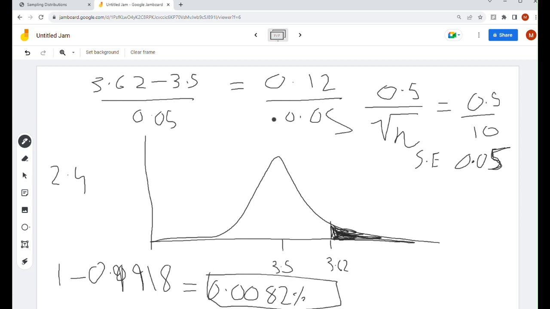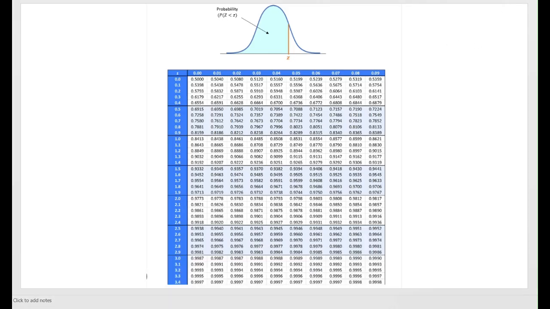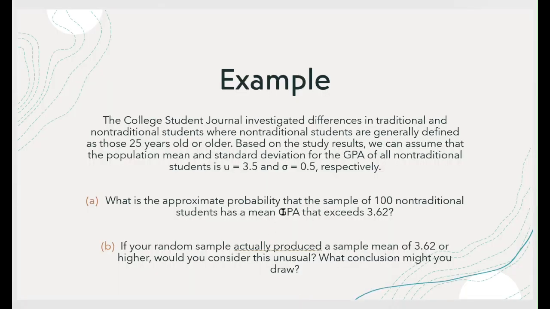So it's basically a normal distribution question, but we just have to remember we're dealing with a sampling distribution, so we make sure that our standard deviation is the correct one, the standard error basically. Perfect. So there's our answer, right? So let's look at part B real quick. If your random sample actually produced a sample mean of 3.62 or higher, so you're saying we got a sample of 100 students and it had a mean of 3.62 or higher, would you consider that unusual? And what conclusion might you draw?